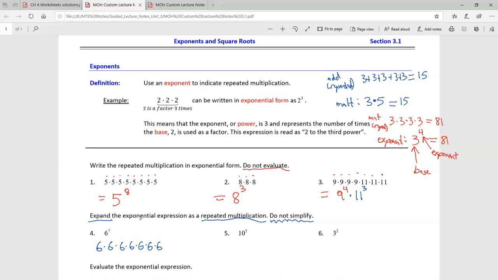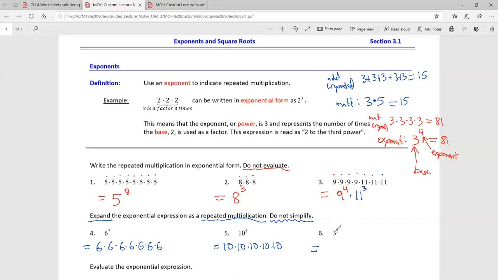Again, you have to be careful and pay attention to the instructions in Connect. It's going to break your heart if you get that 6 to the 7th as a multiplication correct, but they mark it wrong because you didn't do this. Similarly, for problem number 5, that's 10 to the 5th. So that means we're writing 10 over and over. Specifically, we need 5 of them. Here's 1, 2, 3, 4, 5 of them. And that's it.